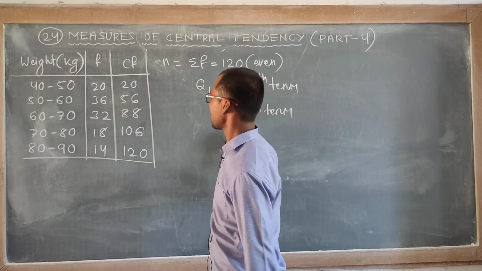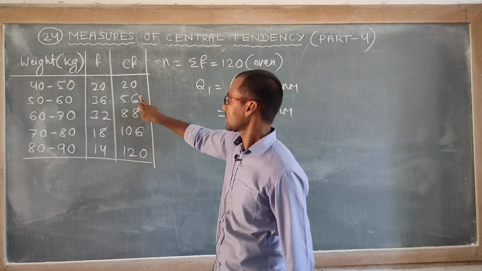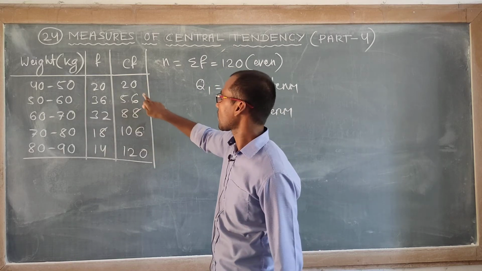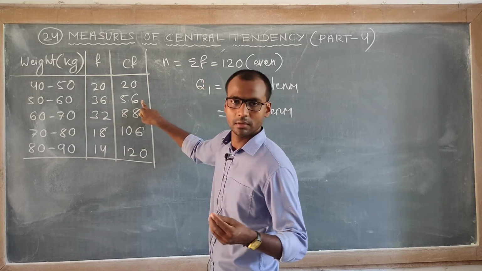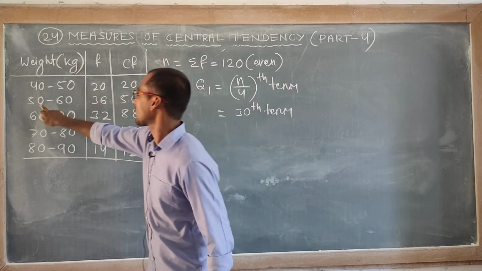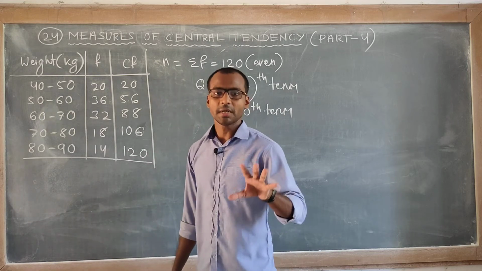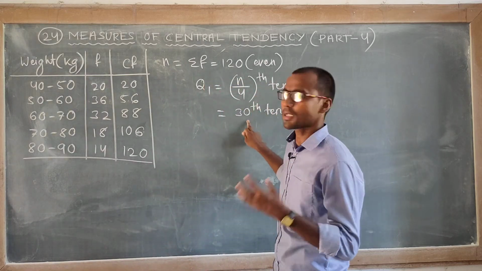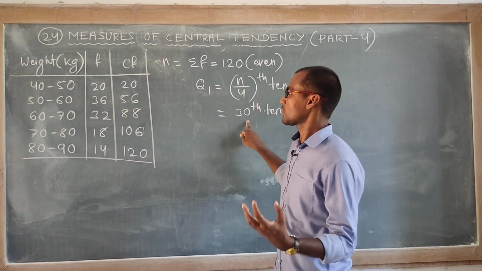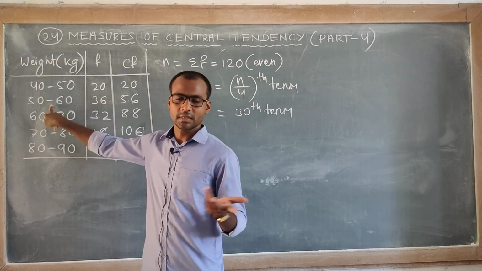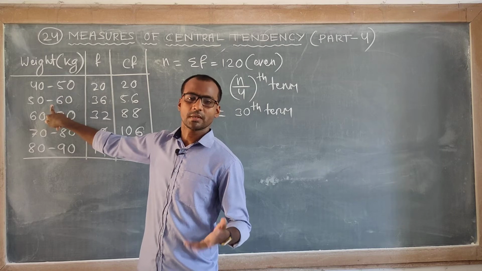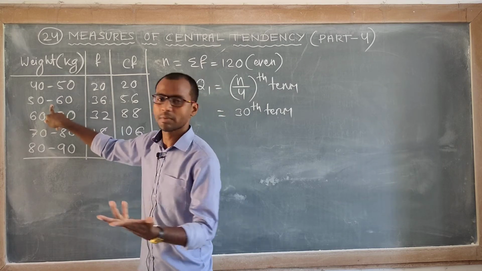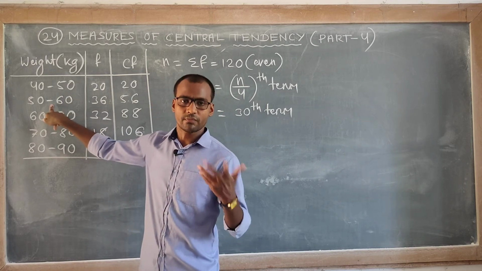So the 30th child will be here, in 21 to 56. All these 36 children have weight in between 50 and 60. So definitely this 30th child's weight will be in between 50 and 60. But what would be his exact or estimated weight, that we don't know. Randomly we cannot say 50 or 60 or 55. You have to find that weight.